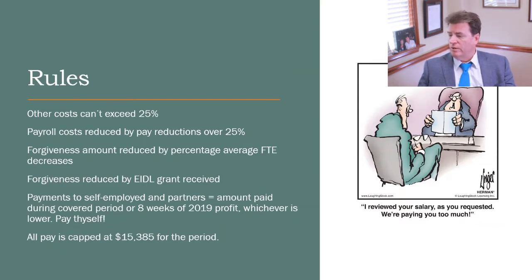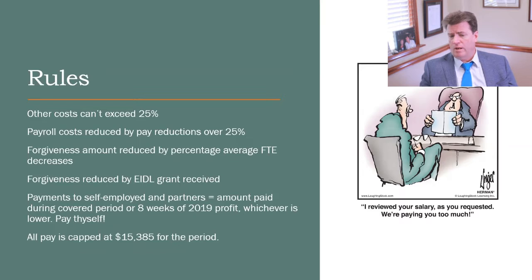One thing that's very clear here, too, is that payments to self-employed and partners equal the amount paid during the covered period or 8 weeks of 2019 profit, whichever is lower. If you remember, if you're a sole proprietor, you took your profit on Schedule C, divided that by 12 months, and multiplied it by 2.5 months, and you got an amount. That was the amount of loan you qualified for.